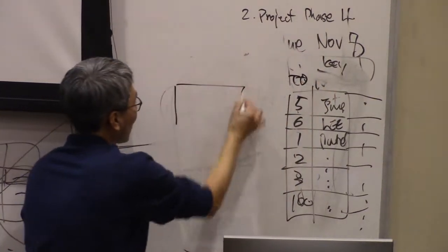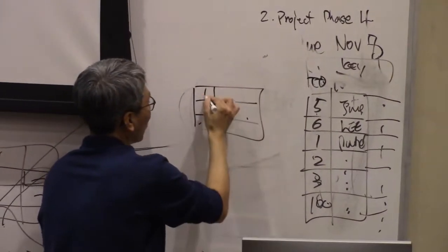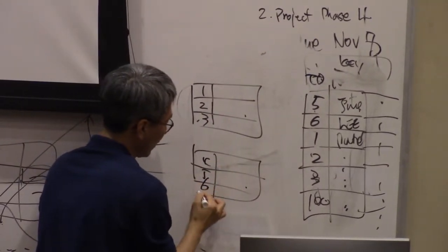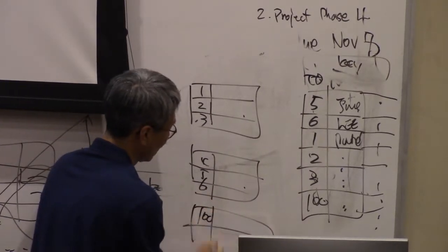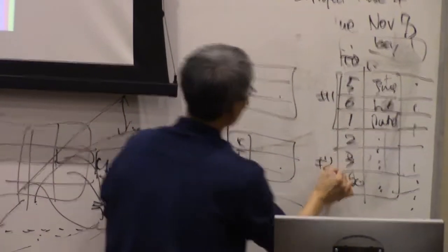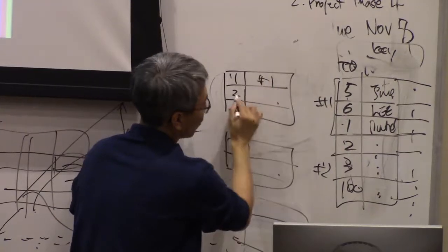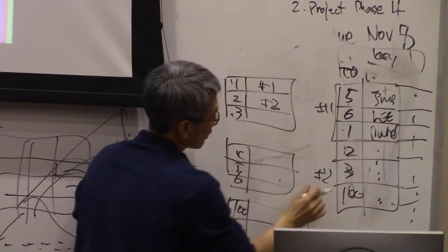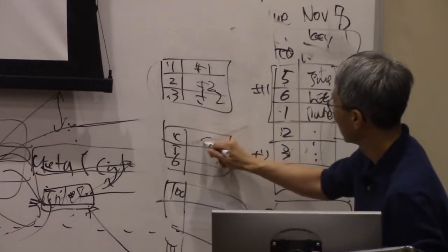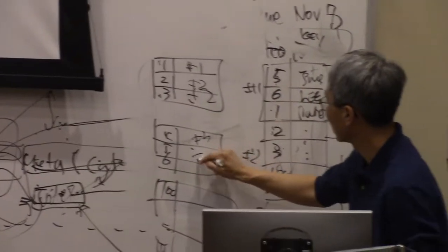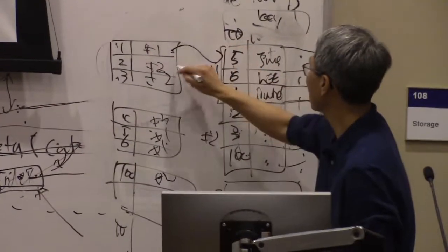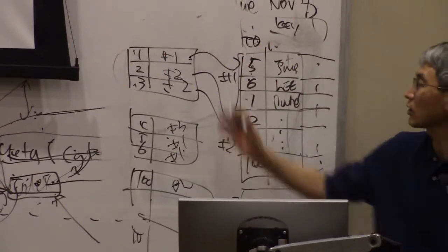Then, index is like the 1, 2, 3, 4, 5, 6, and 100. And so let's say that this is block number 1, block number 2. So 1 is in number 1, and 2 is in number 2, and 3 is in number 2, and 4 is, let's say, number 3, and 5 is in number 1, and 6 is in number 1, 100 is in number 2. So point like this, like this, and this. So this is an index.